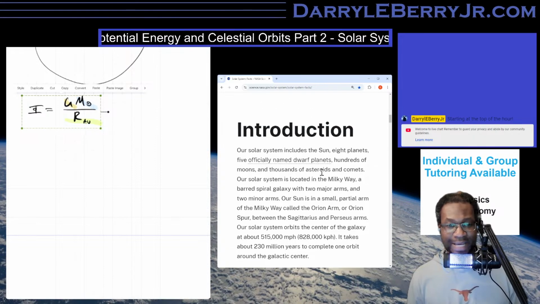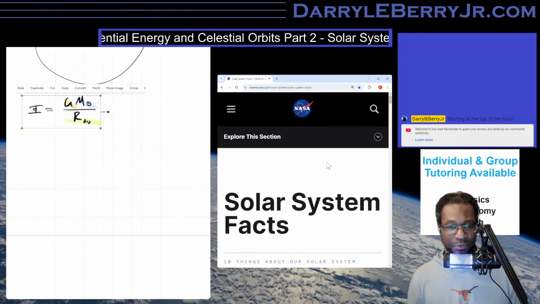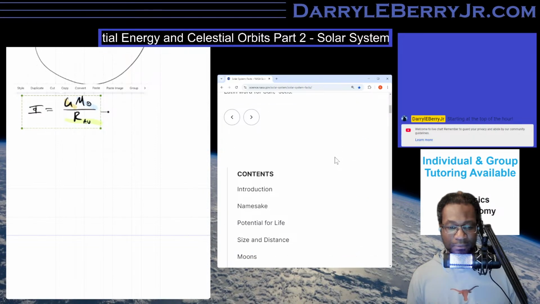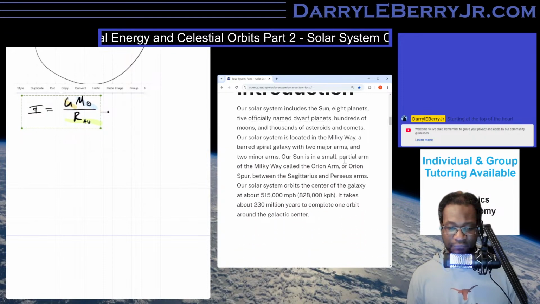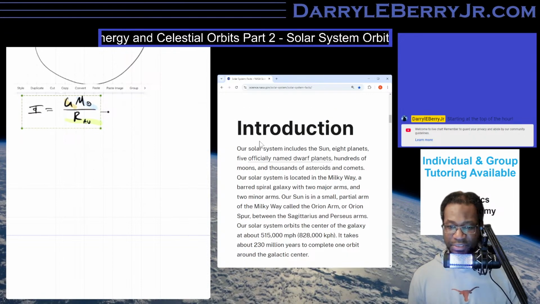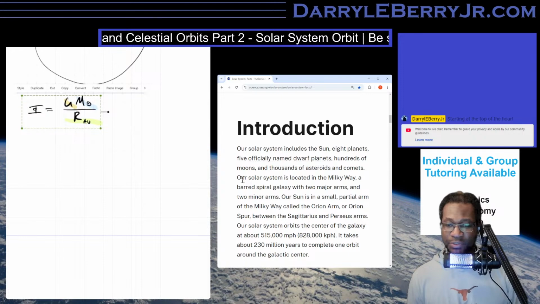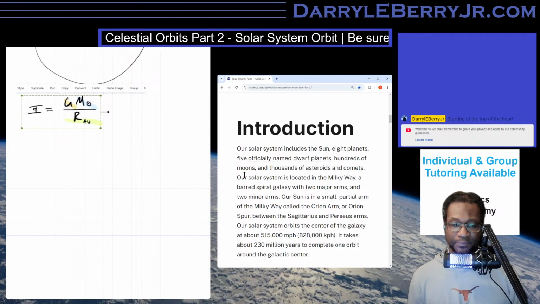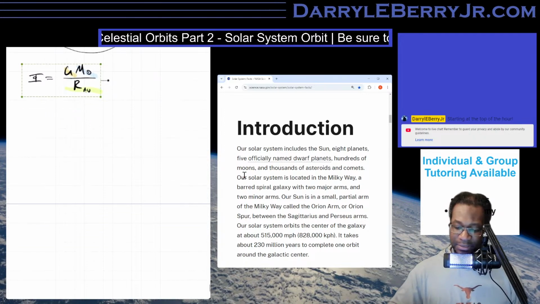So this is a NASA site that talks about the solar system, and it gives some details. I'll read the first paragraph. Introduction: our solar system includes the sun, 8 planets, 5 officially named dwarf planets, hundreds of moons, and thousands of asteroids and comets. Our solar system is located in the Milky Way, a barred spiral galaxy.